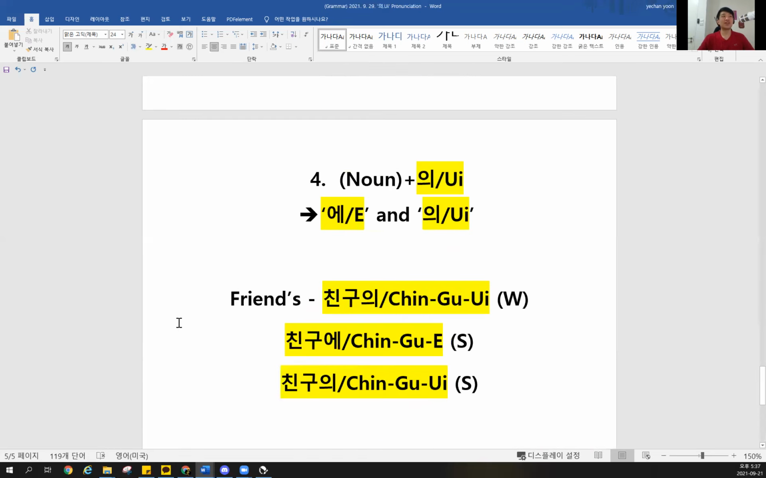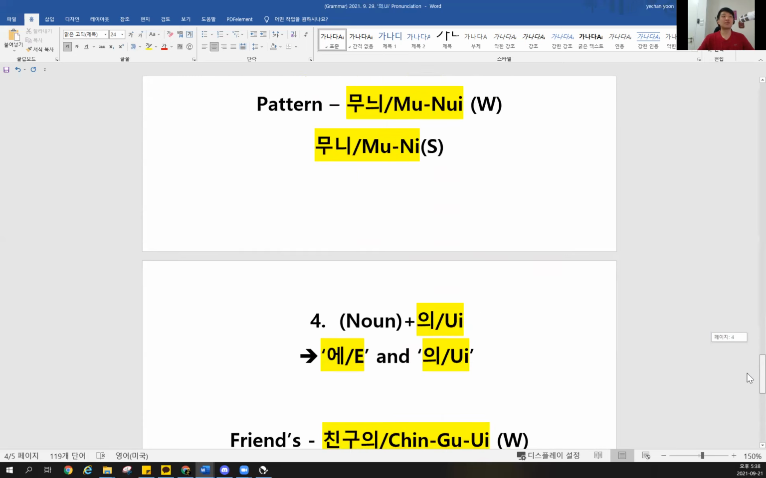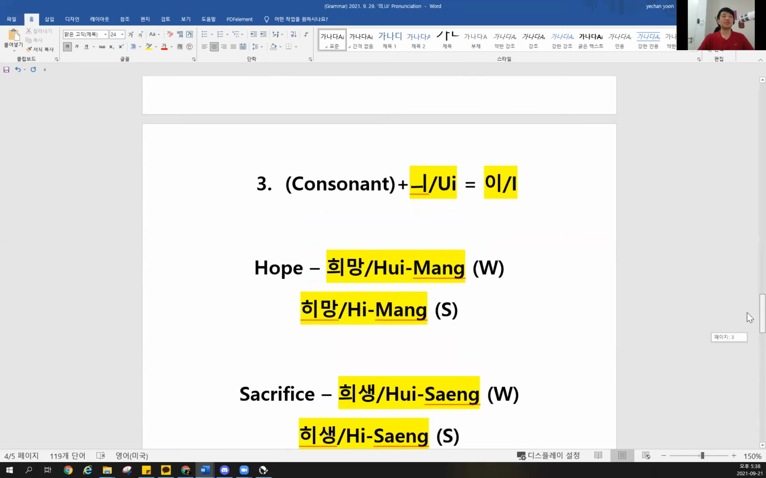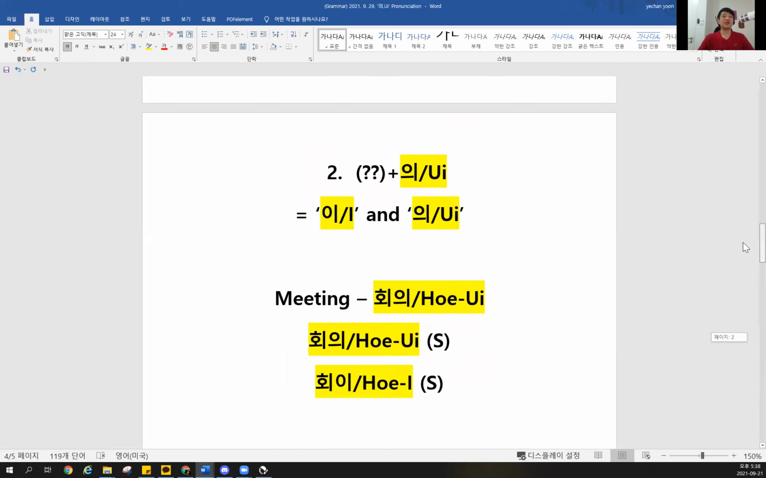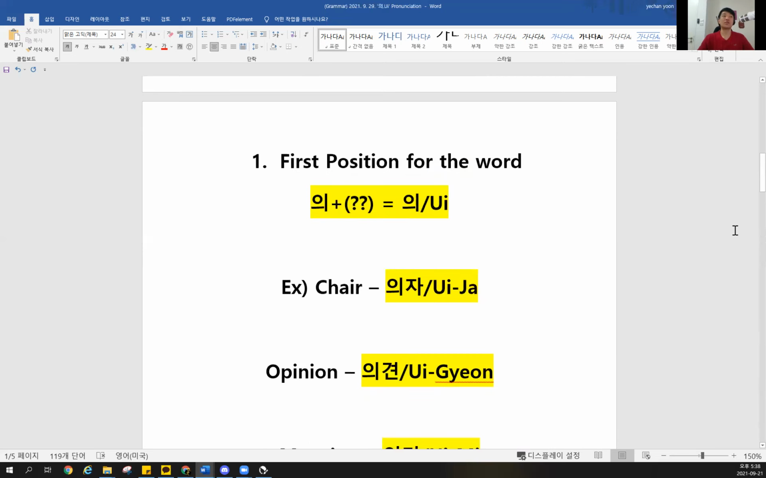So please don't forget, we have four different versions. Noun plus 의 is going to be pronounced as 에 and 의. Consonant plus 의 is going to be pronounced as 이. And when a letter comes before the 의, it is going to be pronounced as 이 and 의. And lastly, when 의 is the first letter of the word, it is going to be pronounced as 의. All right. So until here, everybody.